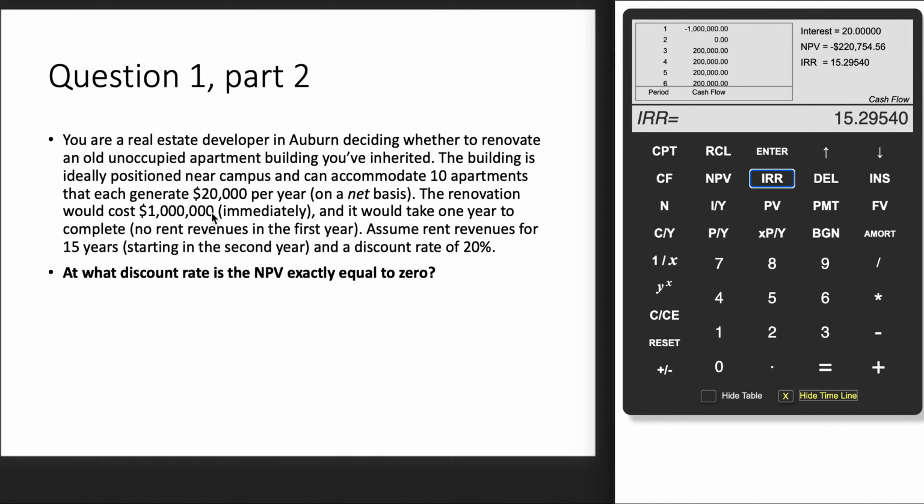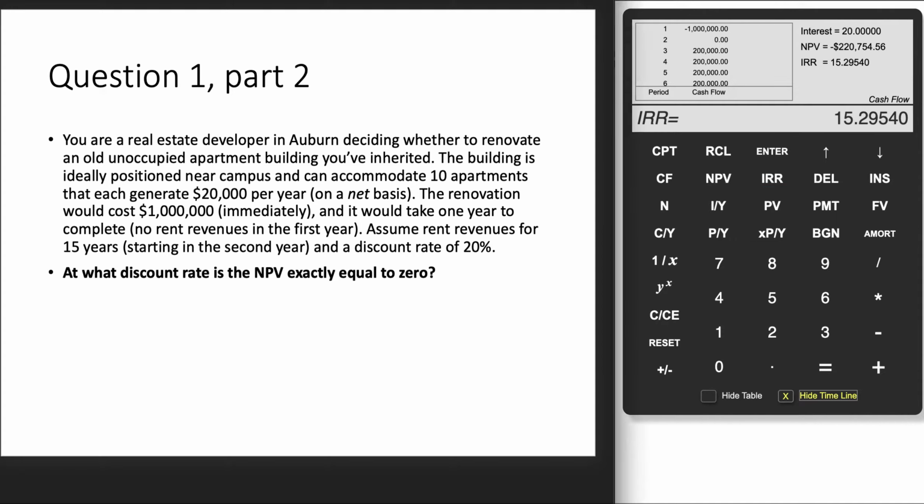Maybe I have other projects that I'm looking at, and given the rate of return on those other projects, I'd have to have at least a 20% rate of return on this one. So, it's all relative, right? But it's important to step back and think about the relationship between the discount rate that I use and the resulting net present value. And the definition of the IRR is the point at which the NPV is exactly equal to 0.